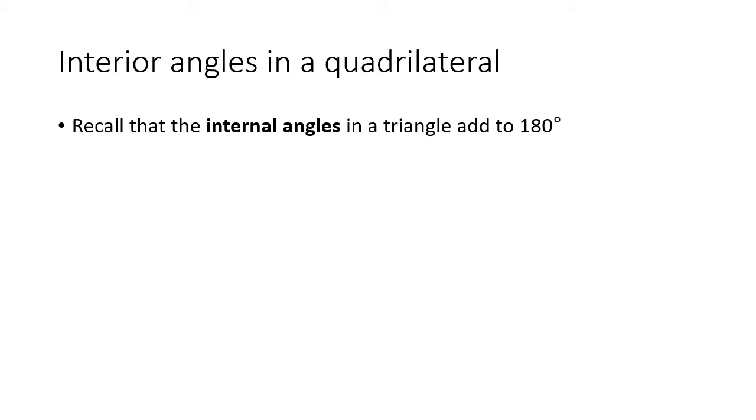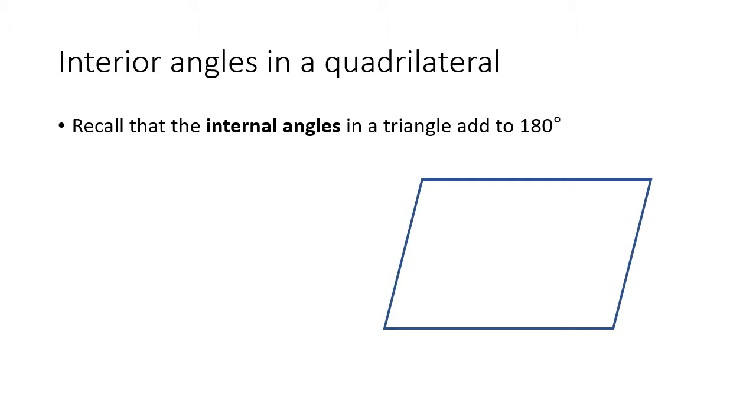So one thing that we want to be able to do is perform some calculations on the angles in quadrilaterals, and we can figure this out if we remember the idea from our previous video that the internal angles in a triangle all add up to 180 degrees. So we'll keep that in mind. So here's a nice quadrilateral. It's just a nice simple parallelogram.